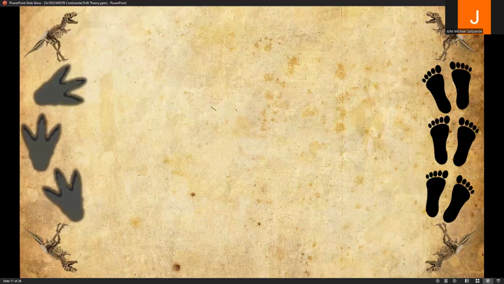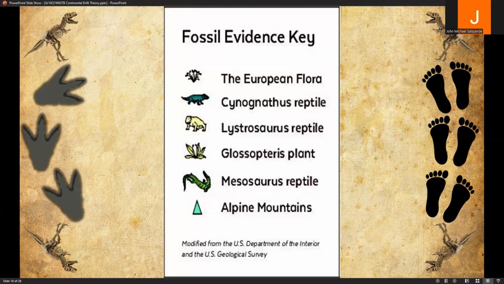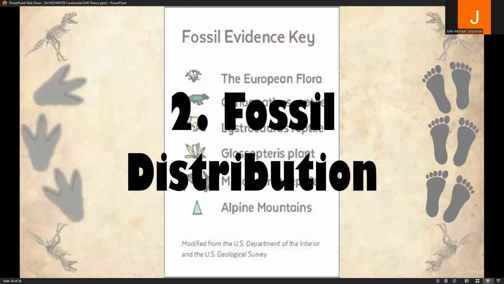Second clue, when you're dealing with bones, remains, and even the footprints of dead species, we're talking about the fossils. So this fossil evidence was also found on the map that you used during performance task 1.5. So it is obvious that the second clue is the fossil distribution.